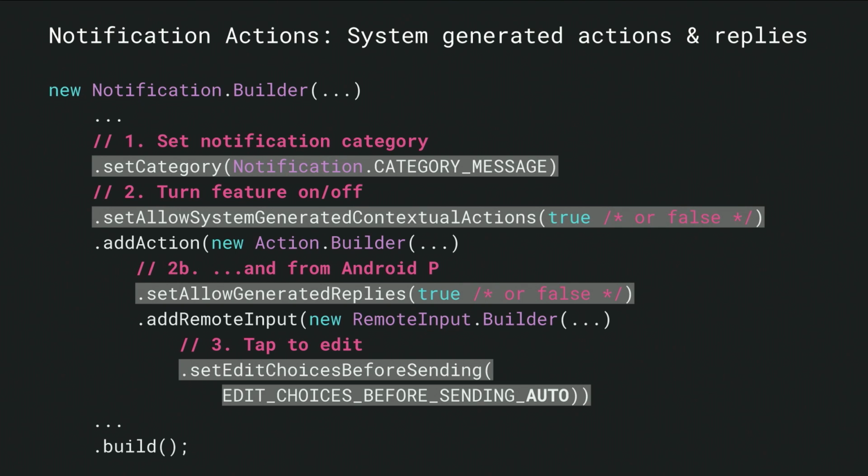And then for tap to edit, the method you're looking for is set edit choices before sending. You want to set this to auto. When you do this, your app will behave like every other app on the device. However, if you really want to give the user a chance to edit the response before they send it, then you want to set this to yes. If you want a one-click action, then you want to set this to no.